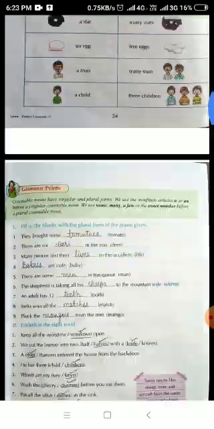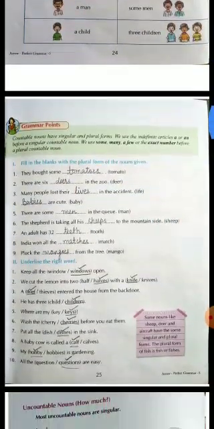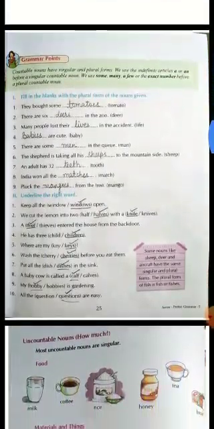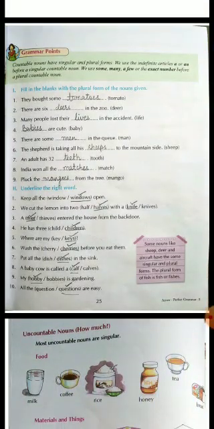So students, there is an exercise given here on page number 25. Exercise 1. Fill in the blanks with the plural form of the nouns given. They bought some, and in the bracket it's written tomato. So you have to write the plural form of tomato, and it will be tomatoes. They bought some tomatoes. There are 6 dash in the zoo. Deer. What is the plural of deer? The plural of deer is deer only. So you have to write there are some deer.